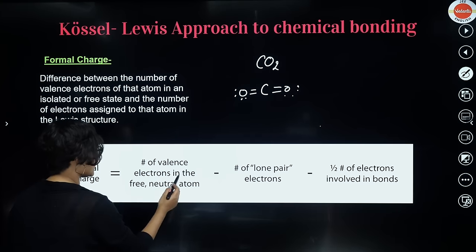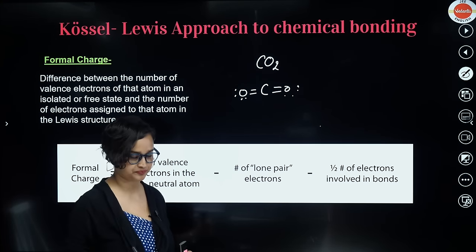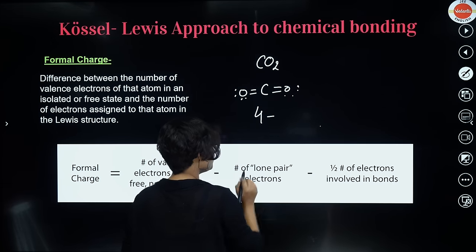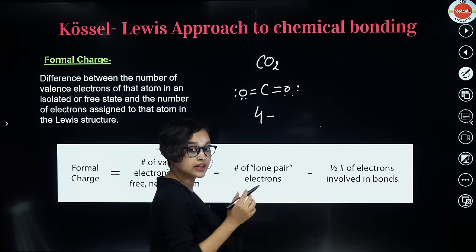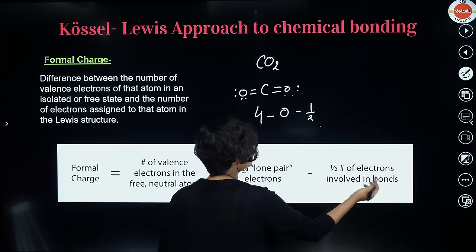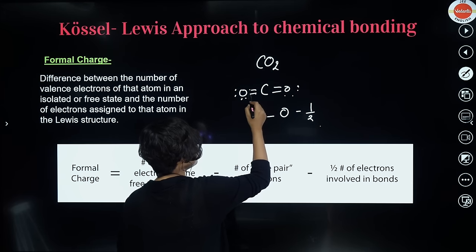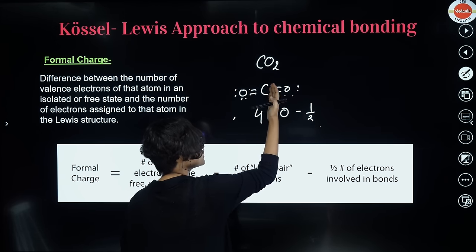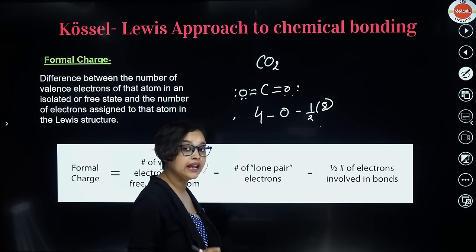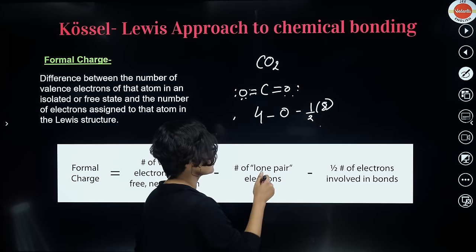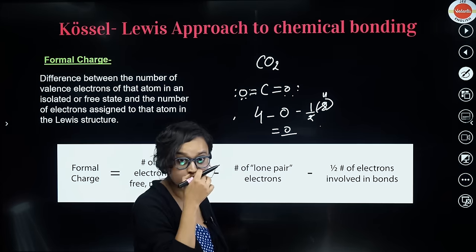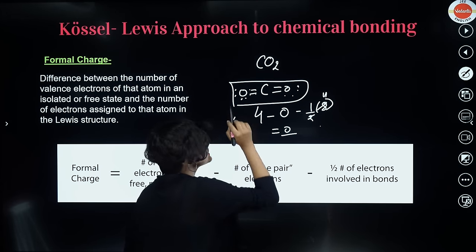Formal charge is equal to the number of valence electrons in the free or neutral state. How many electrons does carbon have? 4. Minus the number of lone pairs. Does carbon have any lone pair? 0. No lone pair. And then half of the electrons involved in bonds. See, 1, 2, 3, 4: 2 from oxygen, 2 from carbon. So 4 this side, 2 from carbon, 2 from oxygen, 4 this side. That means 8 electrons are participating in this bond formation. So half of 8 is 4. So 4 minus 4 is equal to 0. Formal charge is 0. Hence, this Lewis structure makes sense to us.